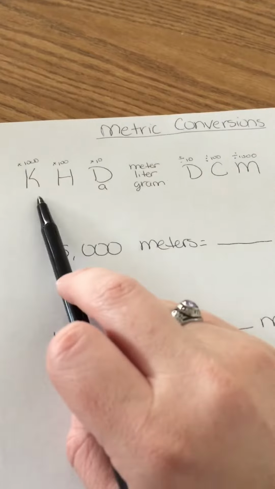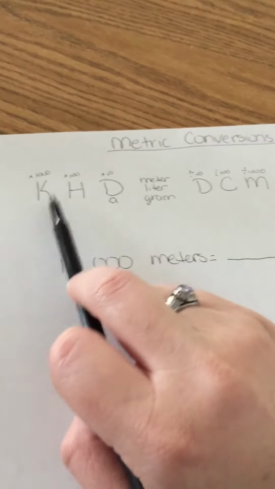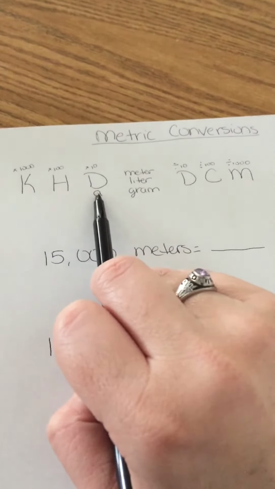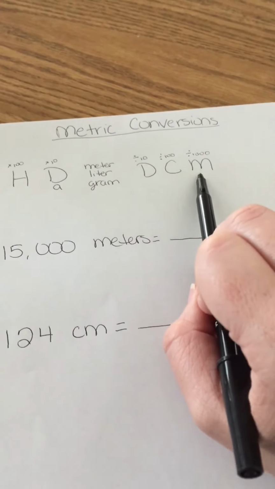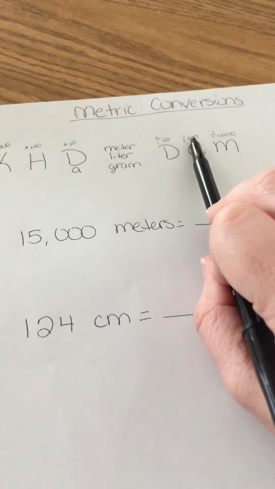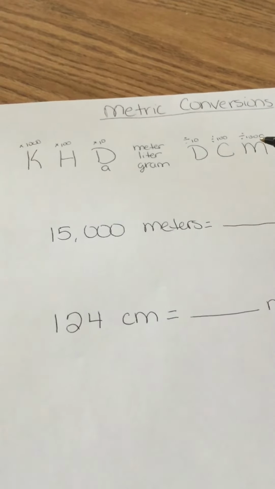The chart I have here, the K stands for kilo, H is for hecto, D is deca, this D stands for deci, centi, and milli. And above them, I have what each of those prefixes represents.